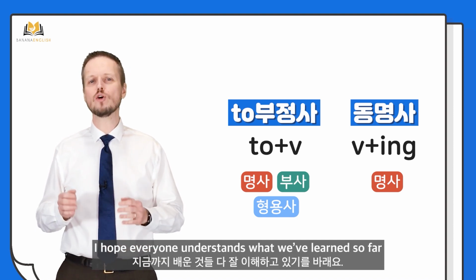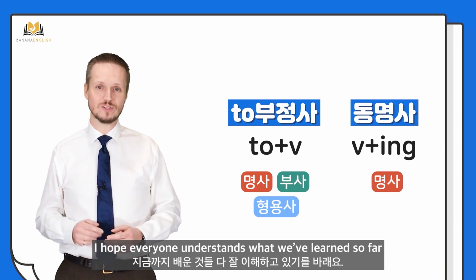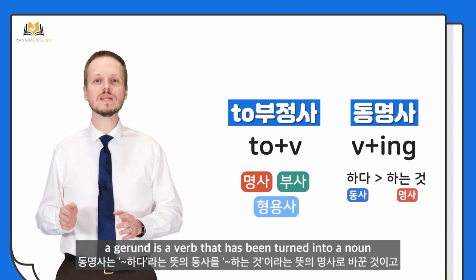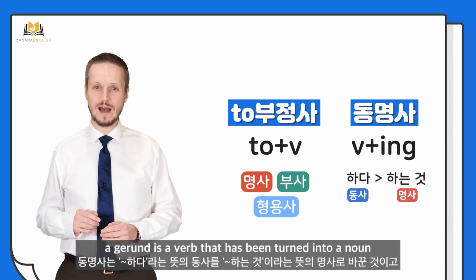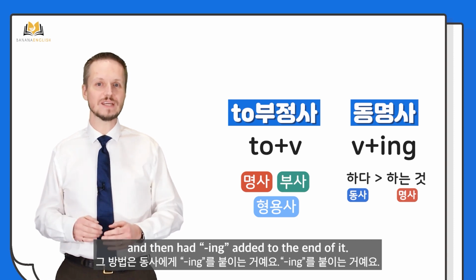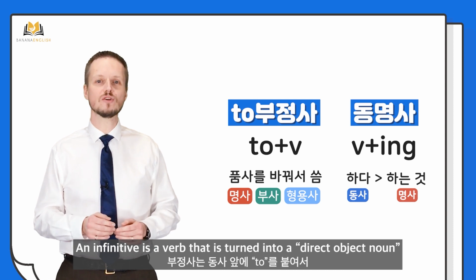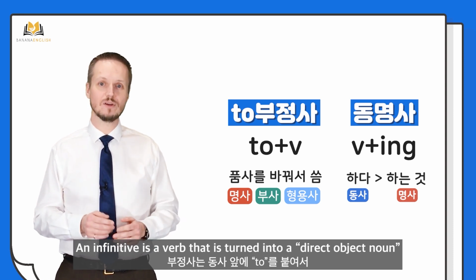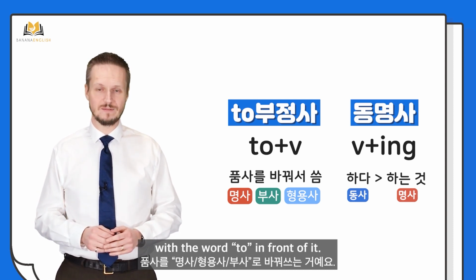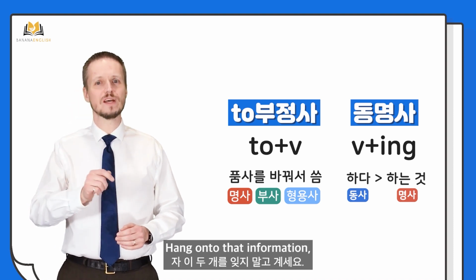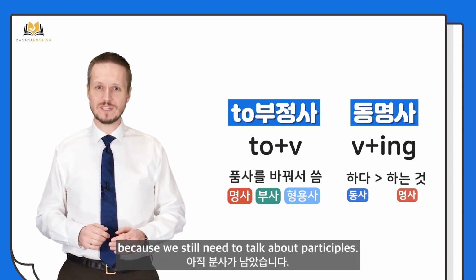I hope everyone understands what we've learned so far. A gerund is a verb that has been turned into a noun and then had ing added to the end of it. An infinitive is a verb that is turned into a direct object noun with the word to in front of it. Hang on to that information because we still need to talk about participles.